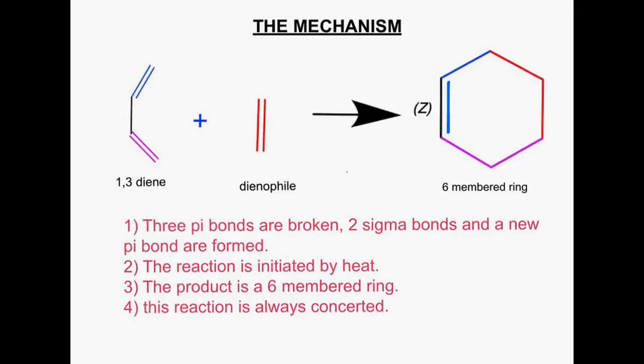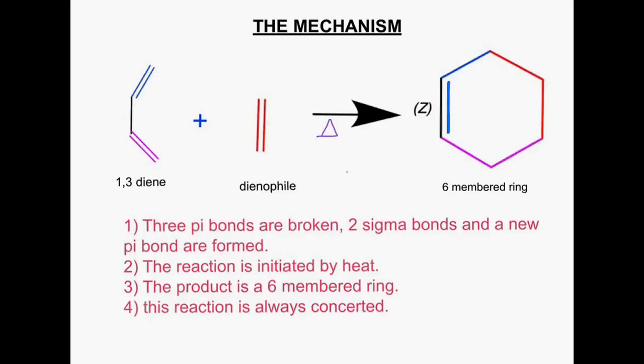There's four main components that we all need to remember when talking about the mechanism of the Diels Alder reaction. 3 pi bonds are broken in order to form 2 new sigma bonds, which are located there, and a new pi bond. This reaction is always initiated by heat. The product is always going to be a 6-membered ring, and this reaction is always concerted.